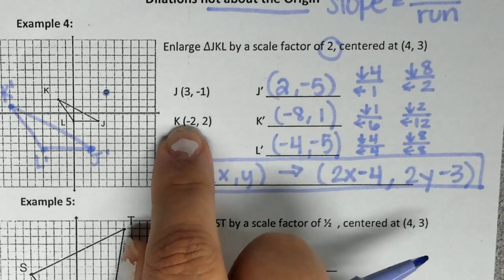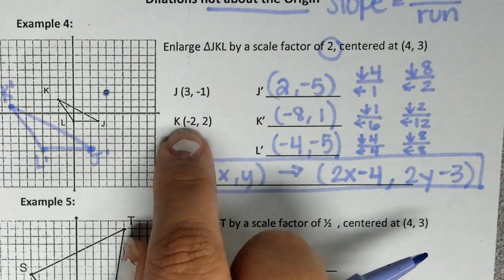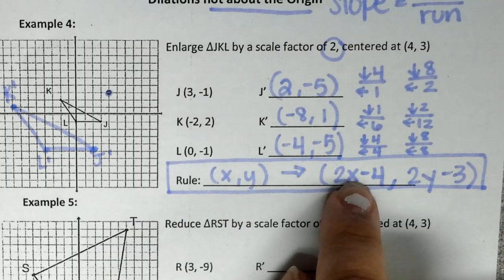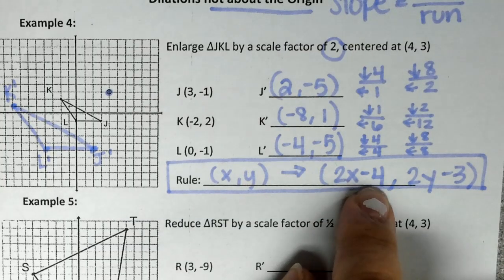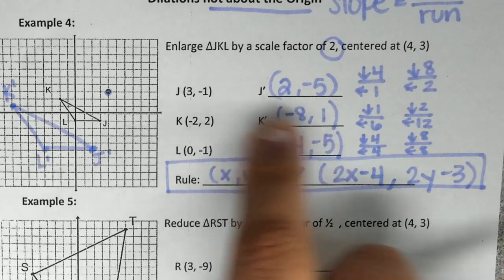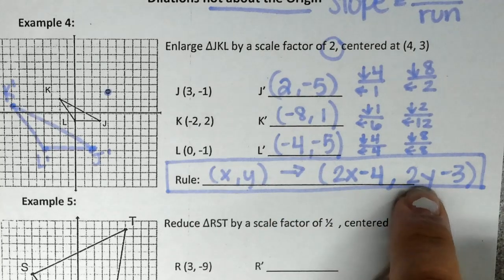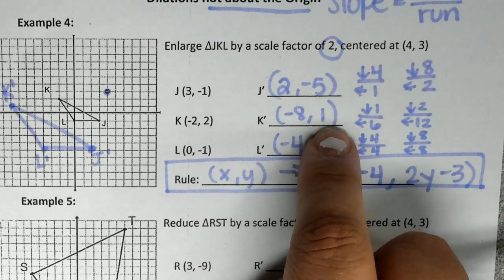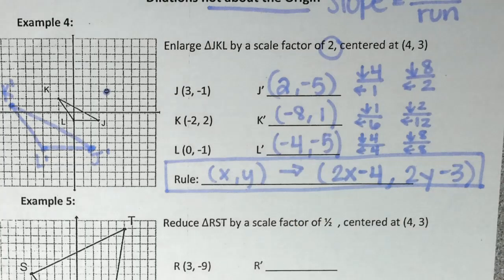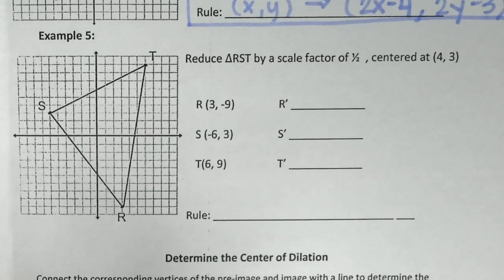Now look right here. X is negative 2. Negative 2 times 2, negative 4. Minus 4 is negative 8. Then for the y's, you do 2 times 2 is 4. Minus 3 is 1. Does that make sense? Yeah. I think you were doing the x with the y. Okay. Let's do this again to make sure we really got it.